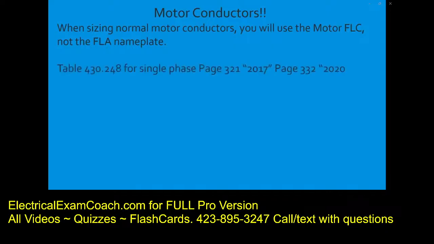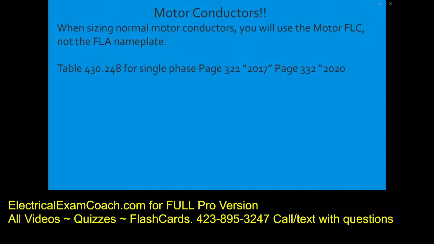We're going to find these values in table 430.248, and that's for single phase. It's on page 321 of the 2017 or page 332 of the 2020. I want you to head there now, pause the video if you need to, and we're getting ready to go over this table. I'll give you a little hint if you are able to tab your code book. There is a motor FLC tab that will take you right there.